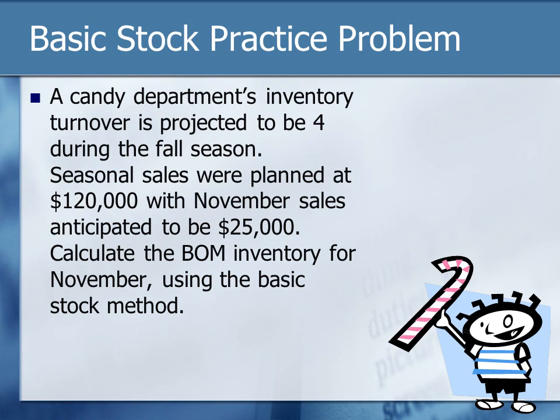Again, you need to calculate the basic stock and then add in the November sales plan to be able to plan the BOM of November, right? But first, to calculate the basic stock, you need to know what the average inventory is. So let's start with the average inventory, then average monthly sales, then basic stock, and then finally get the BOM. Let's pause the video.